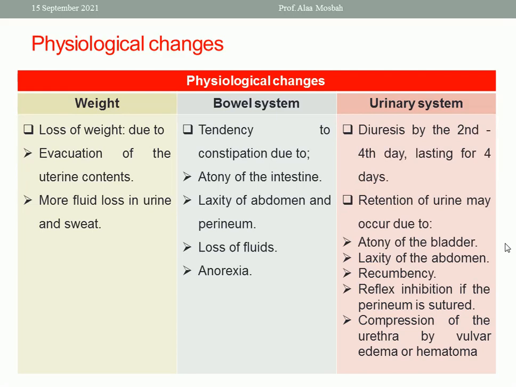And this is due to laxity of the abdomen and the attenuation of the bladder, and long recumbency and reflex inhibition of the perineum. Reflex inhibition due to the perineal tear, which is sutured, may cause retention of urine. Also, it may be due to mechanical compression of the urethra by the vulvar edema or hematoma.